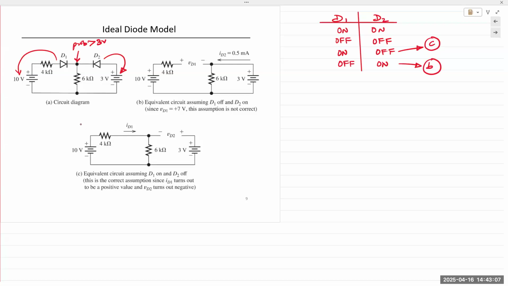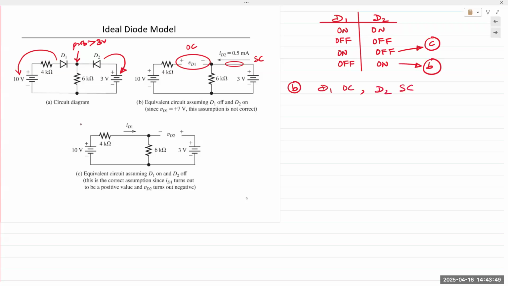So D1 is off, D2 is on. Circuit has changed. If circuit has changed, I need to look at the circuit again and then analyze. So D1 is replaced with an open circuit, and D2 is replaced with a short circuit. Open circuit and short circuit right there. So let's look at D2 because that's the easiest to analyze. D1 is open circuit, D2 is short circuit.